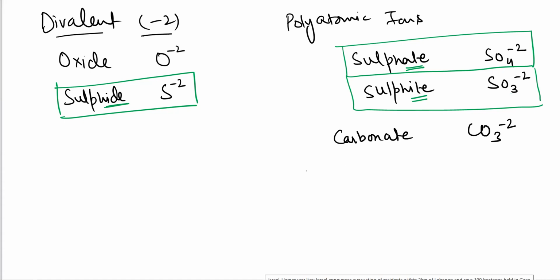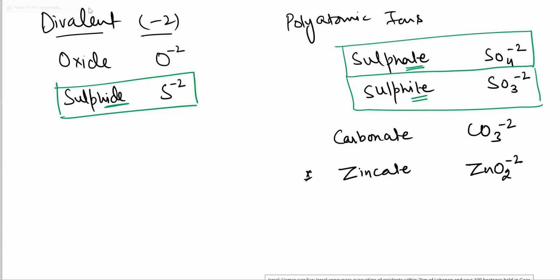I'm just writing this one because you will learn it in 10th standard also. So I'm writing 2 extra, which is not going to come in your examination in 9th standard, but in 10th standard it is very important. One is zincate, that is ZnO2, which is -2. ZnO2 is the zincate ion, and it is going to have -2. So carbonate we have done, sulfate, oxide. Now moving to the next one.